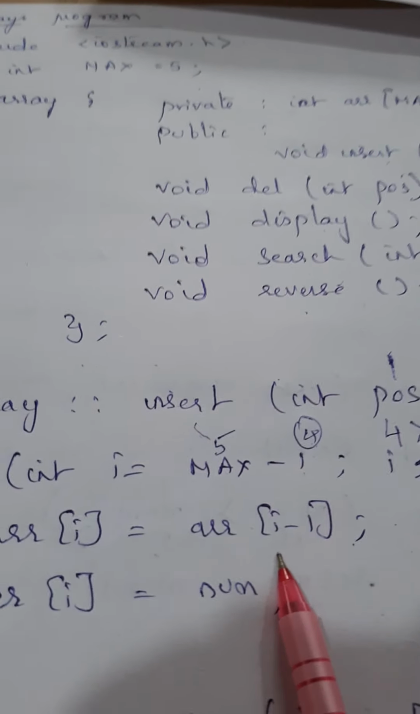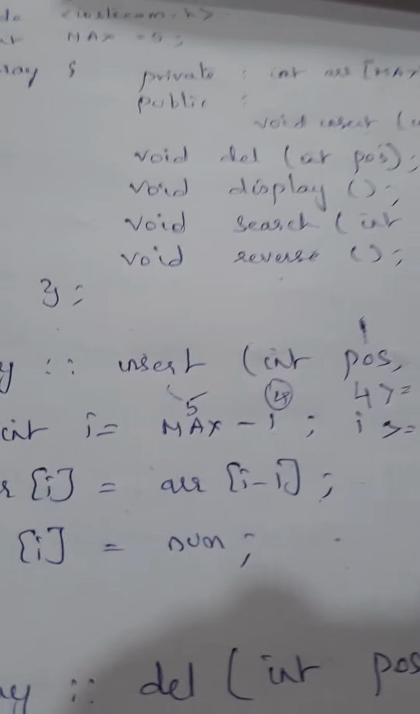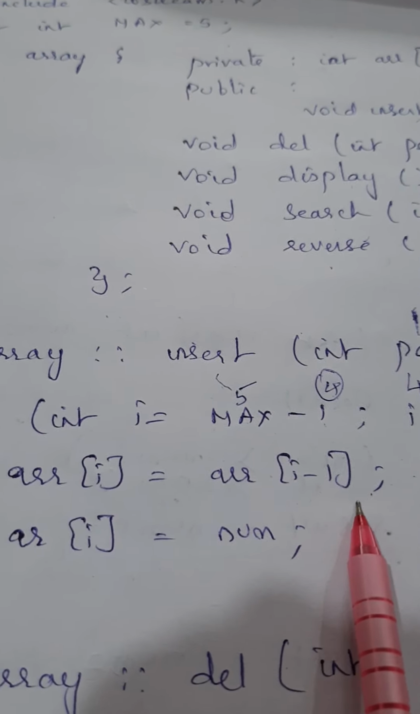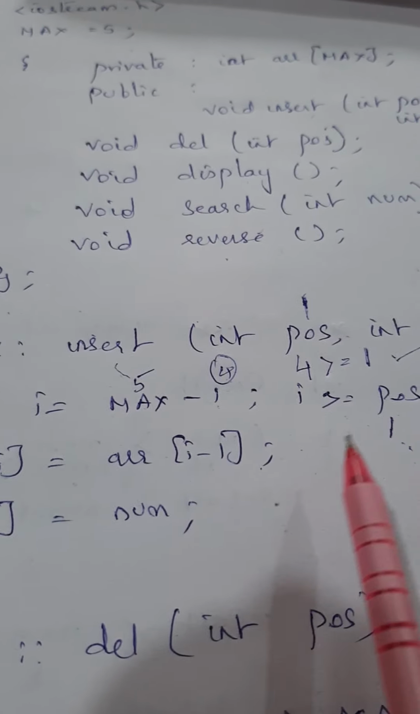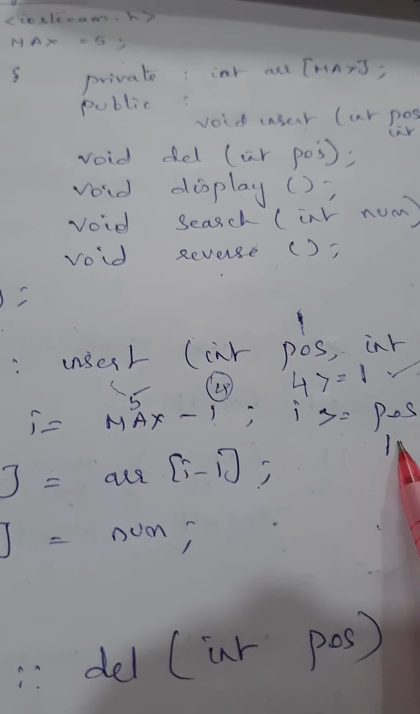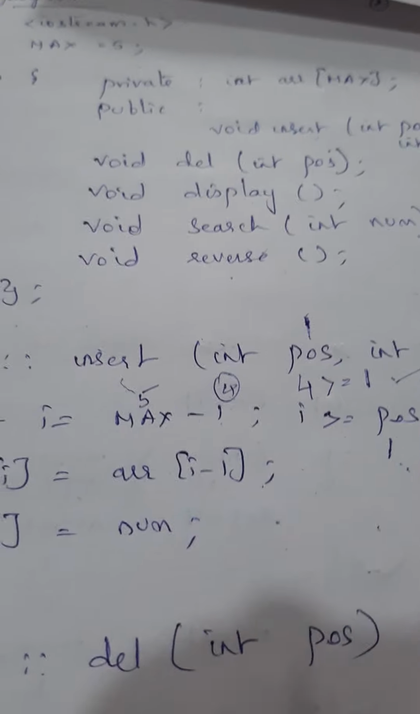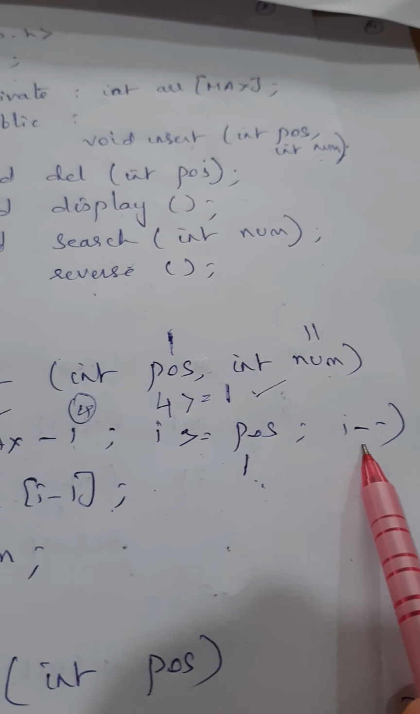So that is the reason you have to decrement the value of I as the next iteration goes on. So I am initializing array of I is equal to array of I minus 1. Each and every time the iteration goes on, the position will be the same, but the I value will get decreased. So what is happening here? We are decrementing the value of I.